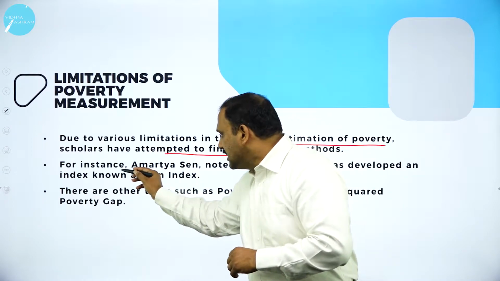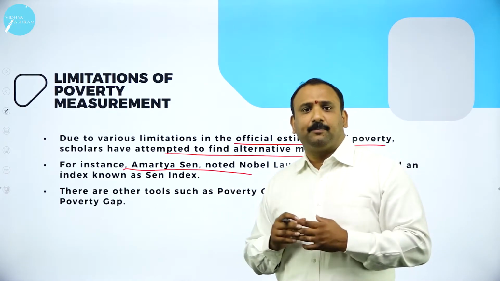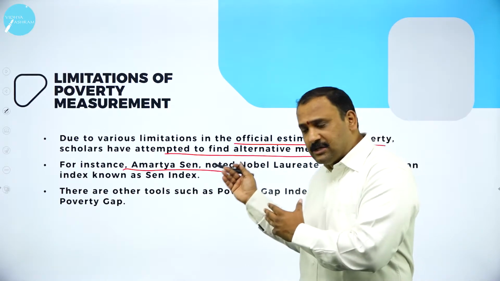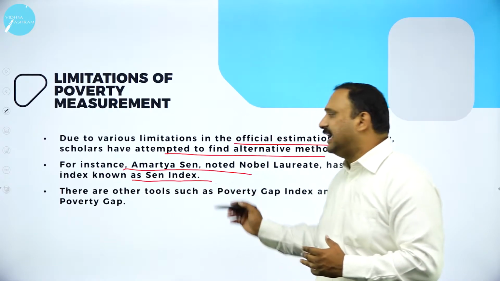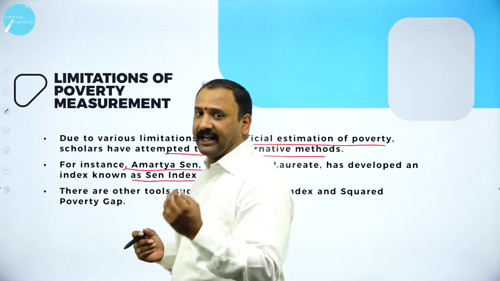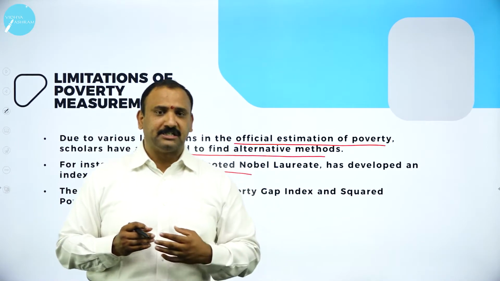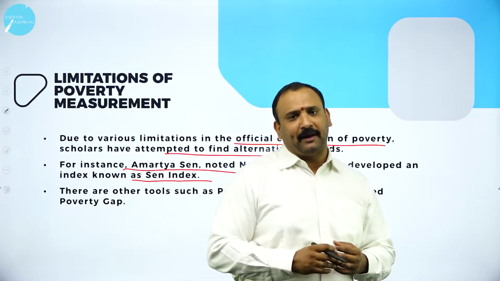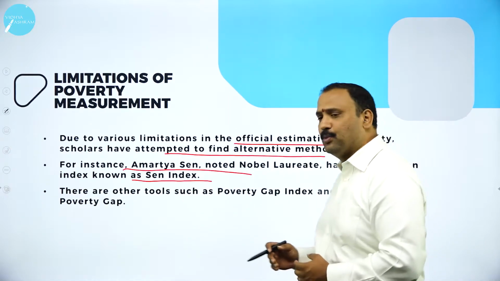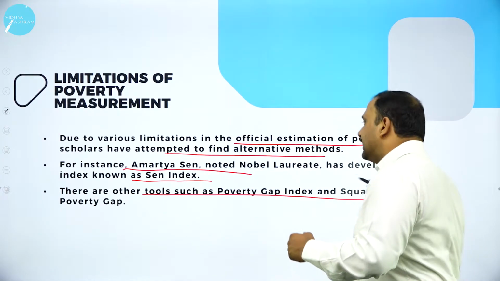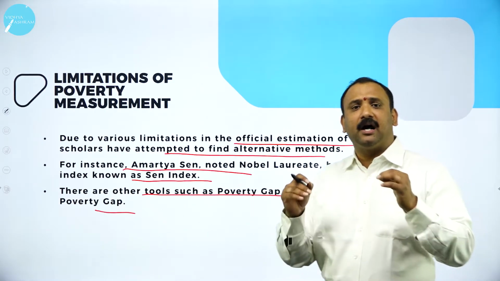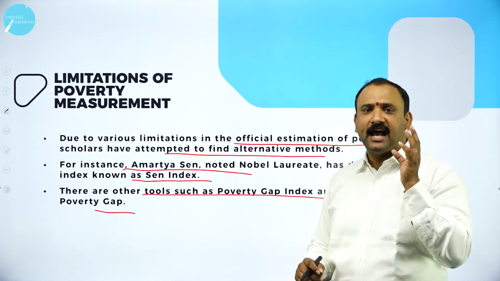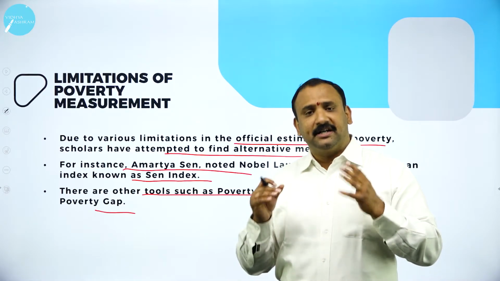Second thing, for instance, our great Nobel laureate Professor Amartya Sen, one of the greatest economists that India has ever given birth to, came out with an index called the Sen Index. This is one of the most important indices, and of course this was considered for the Nobel Prize. This index is used to measure poverty. He brought in certain parameters to understand how poverty exactly works. There are other tools such as the poverty gap index and squared poverty gap. Both of them are factors through which we have been able to measure poverty. But again, the accurate means and statistical methods have not yet been achieved altogether.